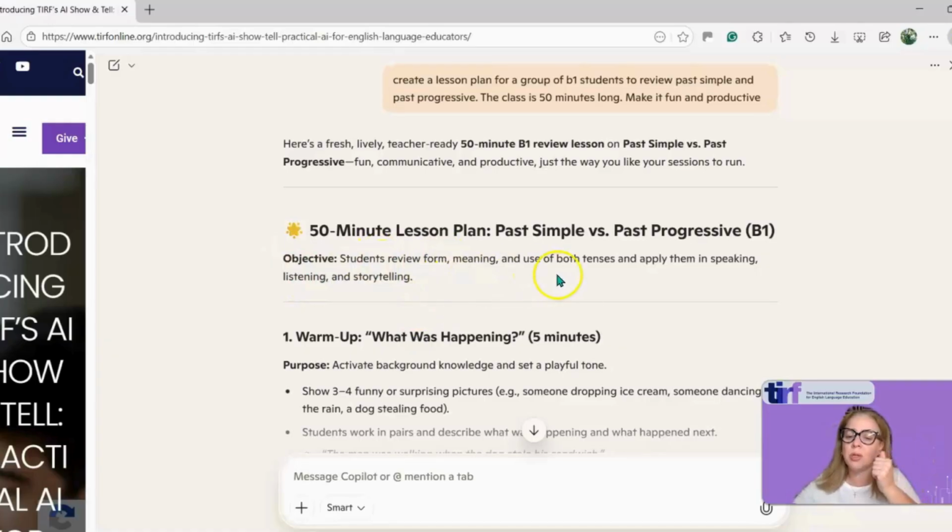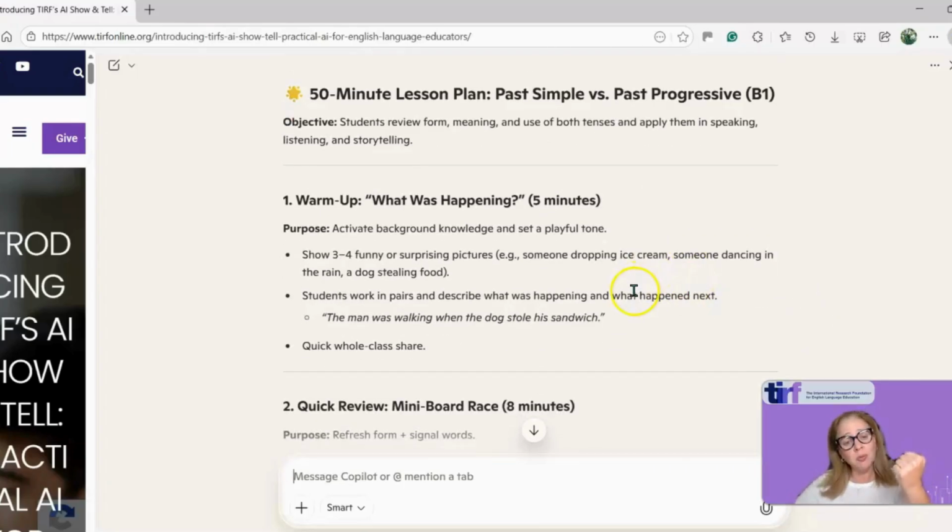So students review form, meaning and use of both tenses and apply them in speaking, listening, and storytelling. There is a warm-up, so you have a breakdown of the steps of the class, and this is very interesting because I see it for two reasons. If you are a beginning educator, sometimes you don't know very well about the division of your class and what aspects should be in each part. So it is very helpful if you are a beginner.